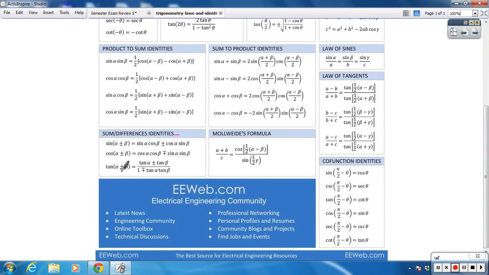On the way this formula sheet works, whatever sign is on top inside of my parentheses, I use the top sign over here. So the sum identity for tangent is going to be tangent alpha plus tangent beta, but in the denominator, I'm going to use a minus sign. So 1 minus tangent alpha tangent beta. Whenever you're applying the tangent sum or difference identity, the sign in the numerator is going to match the sign in your parentheses, but the sign in the denominator is going to be opposite.